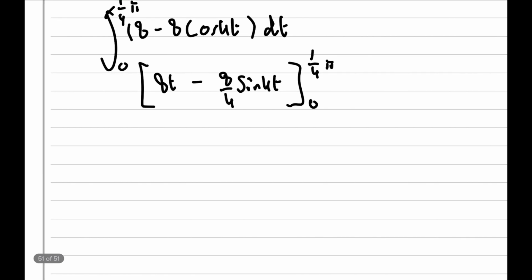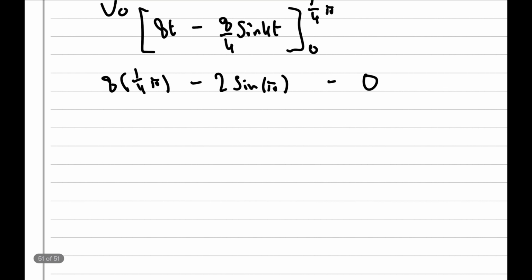Right? So 8t. If I sub in 1 over 4 pi, or we'll write it out first, 1 over 4 pi minus 2 sine pi as our bounds. So now minus that 0 as well. So 8 times 1 over 4 pi. So that's just going to be 2 pi minus 2 sine pi. So if we put that in the calculator, that's just going to be 2 sine of pi, which is 0. So 2 pi minus 0.